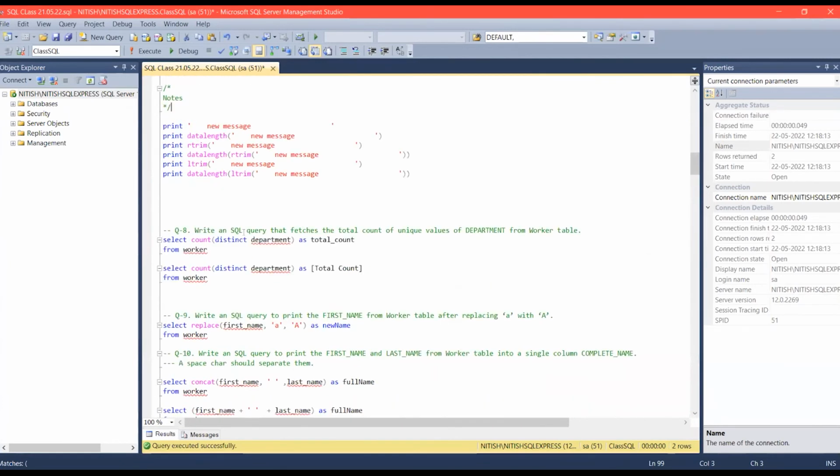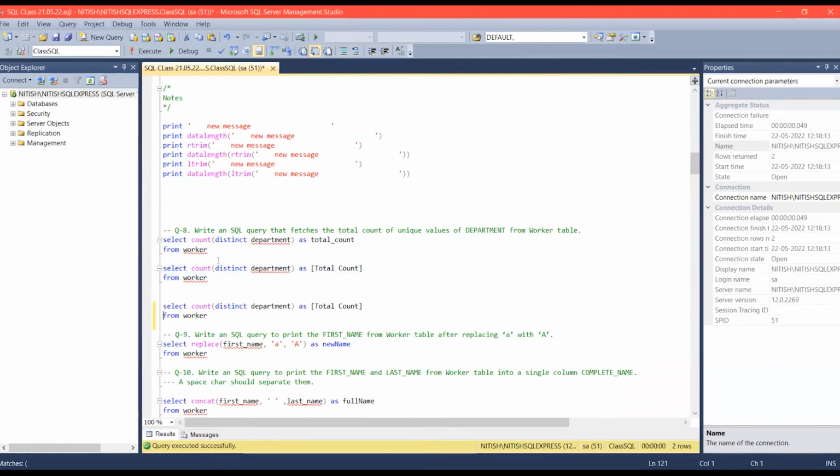Okay, so you will use this count function over here, and don't pass distinct, just pass star. It is going to give you the total count of records I have.